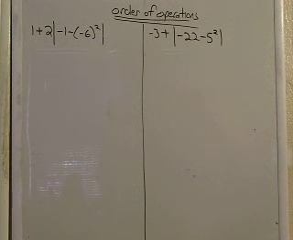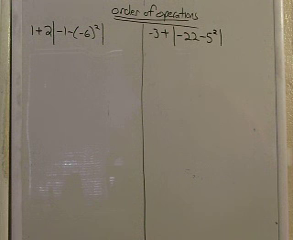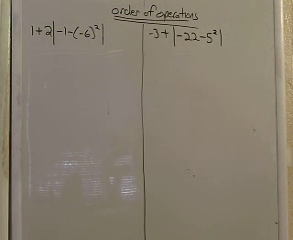Okay. So over here, we're going to start with the one on the left. You see the problem 1 plus 2 times the absolute value of -1 minus -6 squared. Okay, so your order of operations are what? Parentheses, exponents, multiplication, division in order, adding, subtraction in order. So what are you going to do first here on this problem?